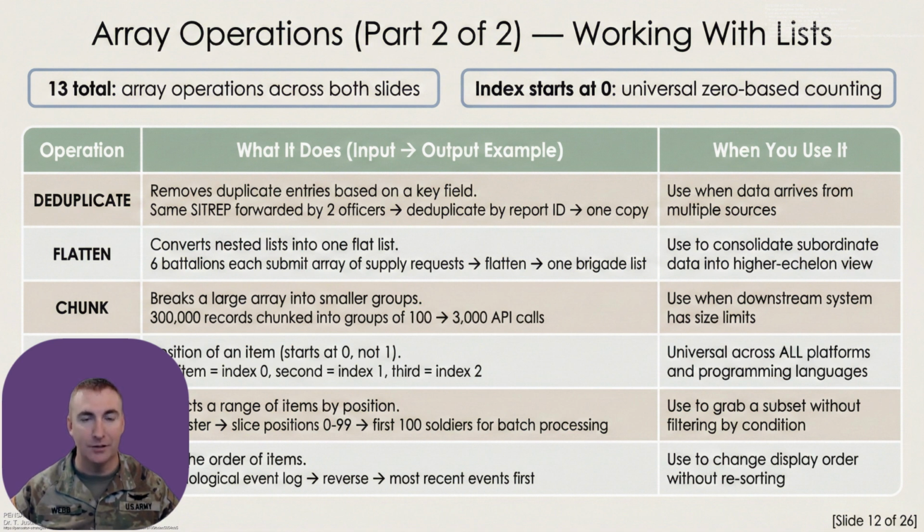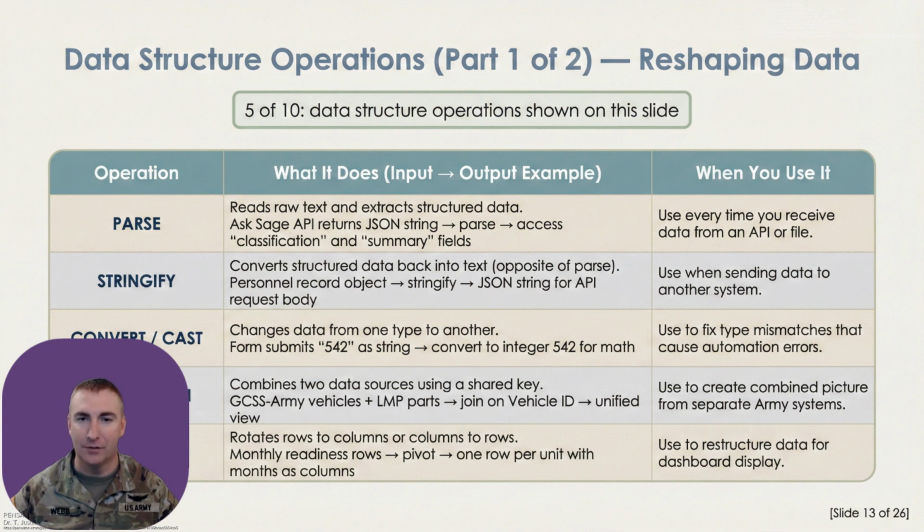The theory is clean. Raw data is messier. Raw data never arrives in the format your next step needs. Parse extracts structured data from a raw API response. Stringify does the reverse. Convert fixes the type mismatches that break your flows, like when a form submits 542 as text, but you need the number. Merge joins 2 data sources on a shared key, like combining GCSS Army vehicles with LMP parts using vehicle ID. Pivot rotates rows to columns for dashboard display. That is 5. The next 5 are where patterns emerge.